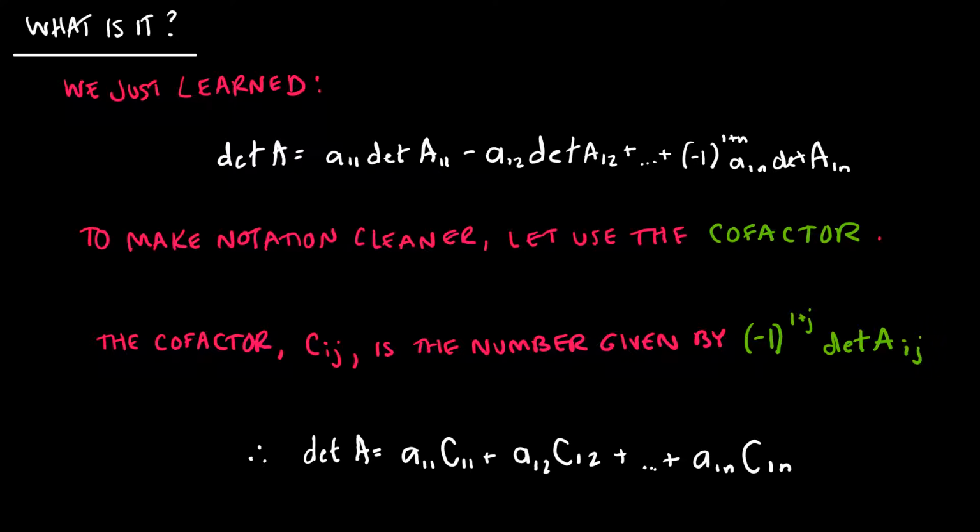And we also showed the notation that said, if we want to write this as a summation, that would be the summation as j goes from 1 to n, and then -1 to the 1 plus j, and that's going to give us those alternating plus minus signs, and then A1j times the determinant of A1j.